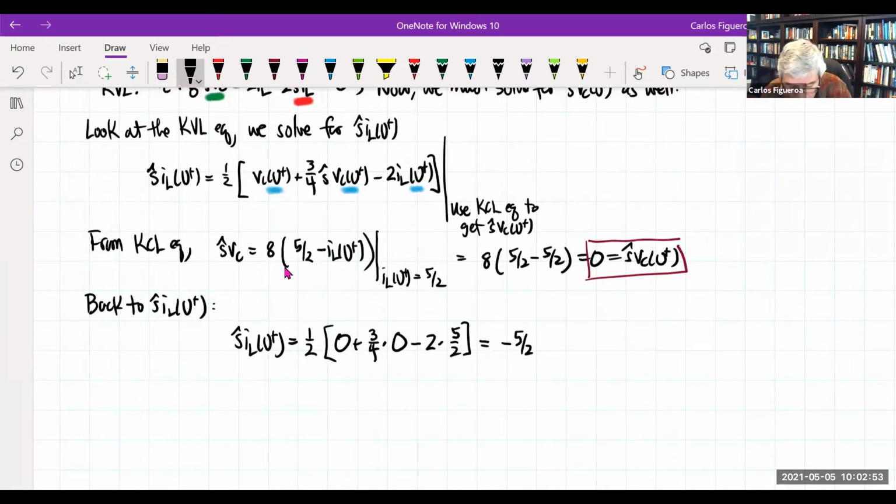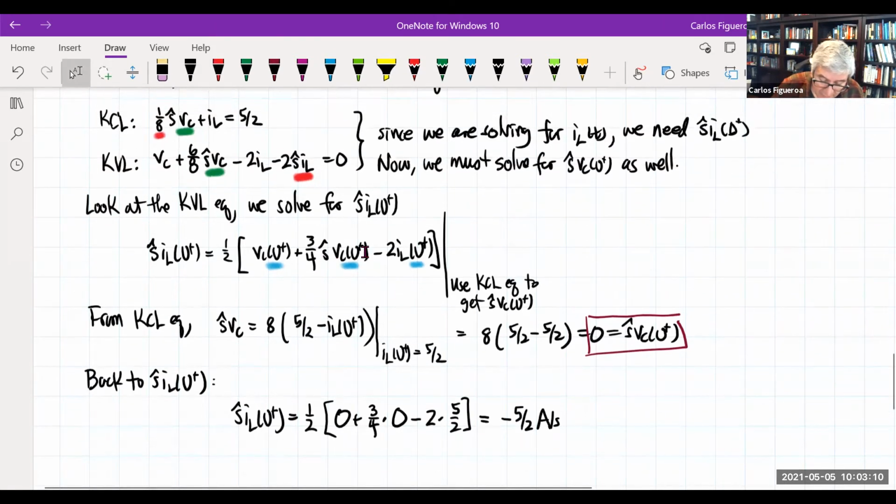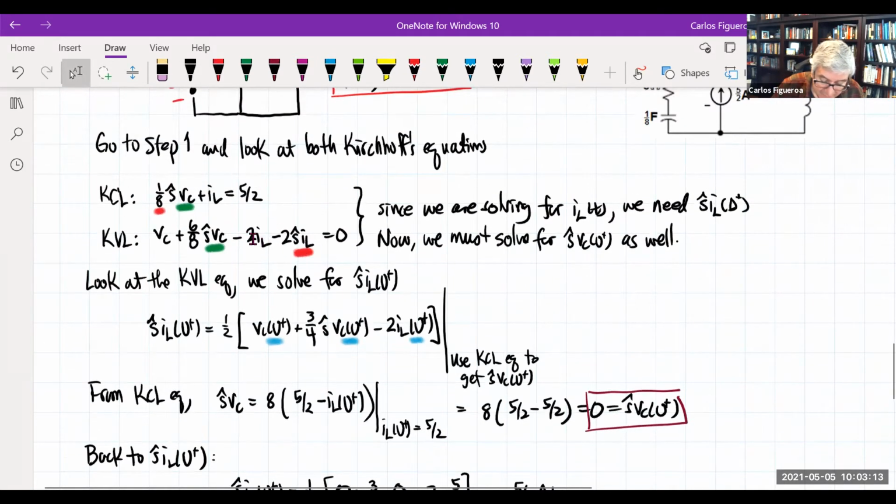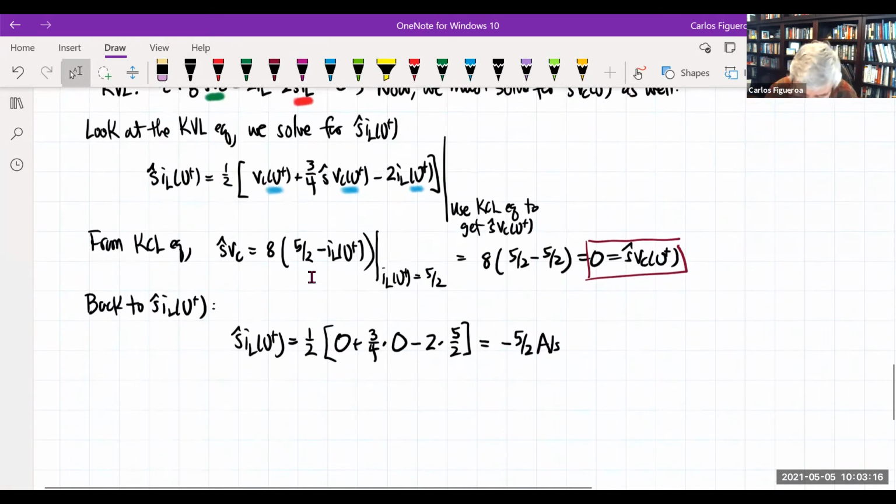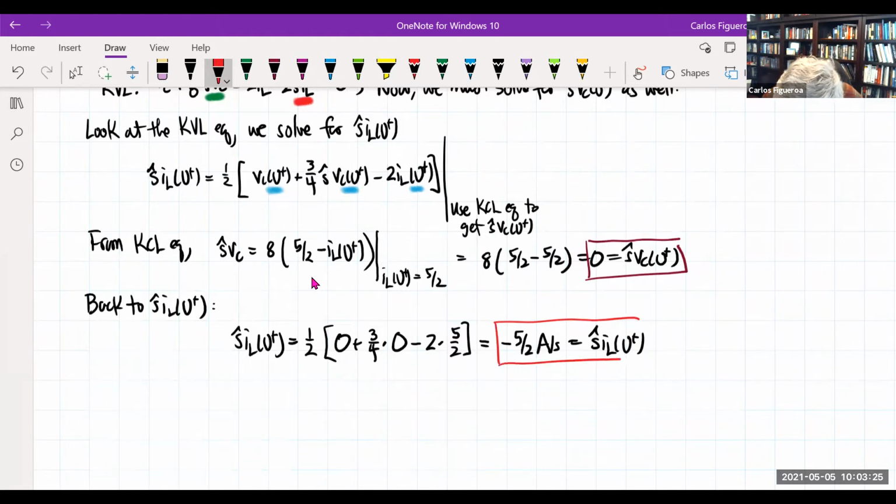Is that right? Am I getting minus? Let me make sure here. Looks like that's what I'm getting for my current here. Assuming that I don't have any mistakes here, my algebra looks good to me. Okay, so that's my initial condition right there. So now I have my initial condition that I need to then go in and solve for A1 and A2. Okay, let's go to the next step here.